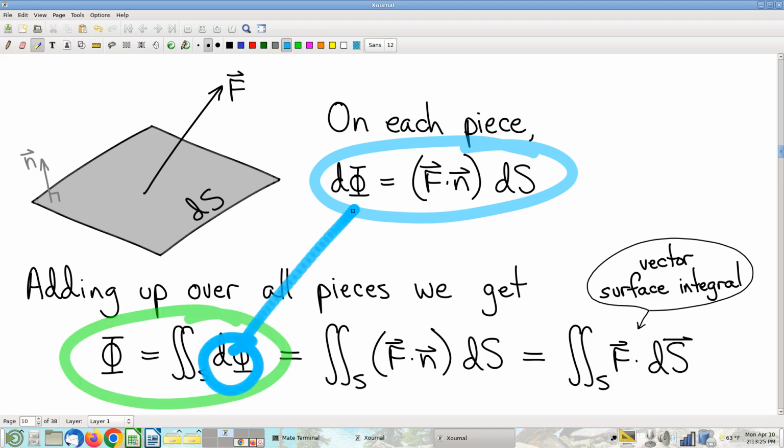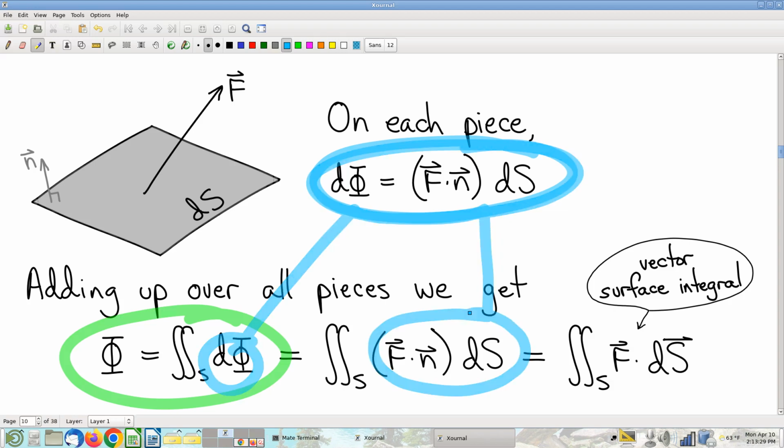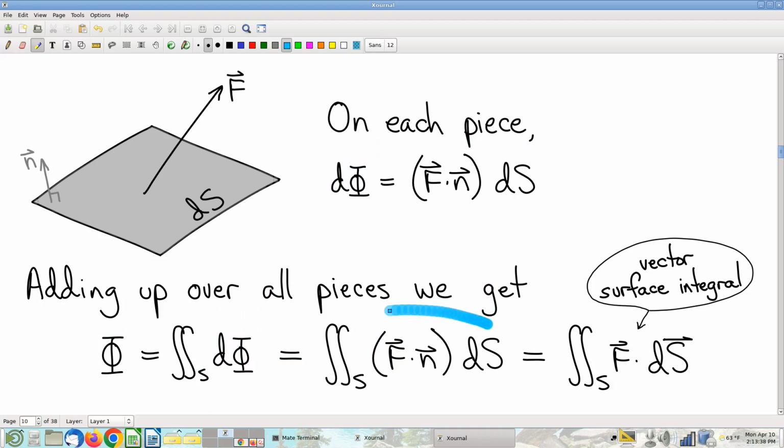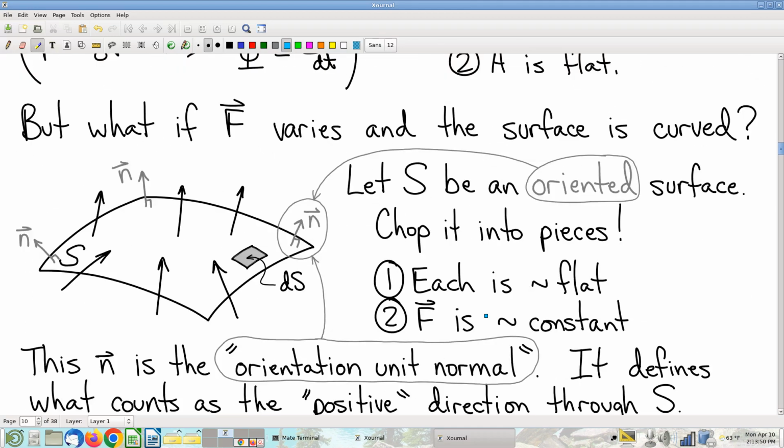d phi being computed by this. I rewrite like that. And this is what we're going to call a vector surface integral. I'll get to this notation here in a minute. Okay, now I glossed over an important little detail, and that is the business about orientation.